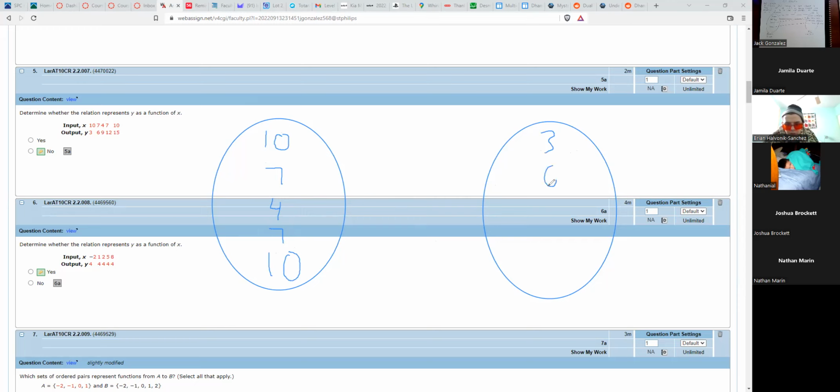3, 6, 9, 12, 15. Of course, you're not going to draw this every single time. It's just so we can see this first time doing it. 7 goes to 6, 10 goes to 3, 4 goes to 9, and all of a sudden 7 goes to a different place. So that is not a function.